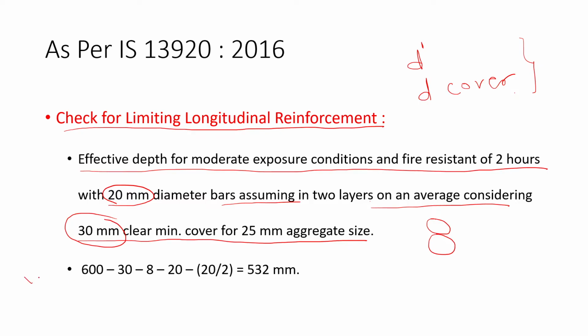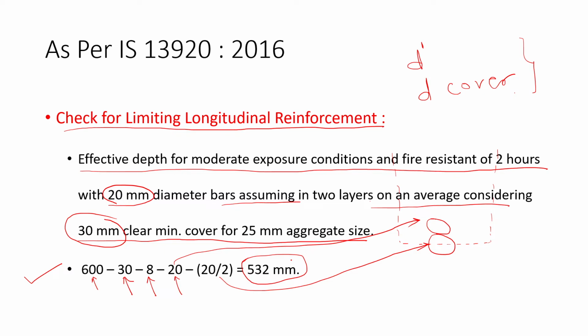I will directly explain what this calculation is. This is the total depth, this is the clear cover, this is the stirrup diameter, this 20 mm is the upper 20 mm bar and this is the lower 20 mm bar, and we know that we go up to the center of the bar. Like this we calculate D up to the center, which comes out to be 532 mm. You can make your own assumption also, there is no problem.